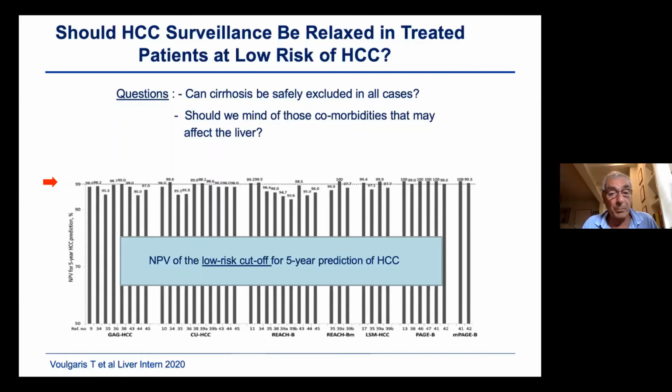And most importantly, we have gathered information that certain covariates like metabolic syndrome may foster the risk of liver cancer in chronic hepatitis B. So should we mind those comorbidities that may affect the liver? Diabetes, obesity, alcohol abuse, that are not incorporated in this screening.